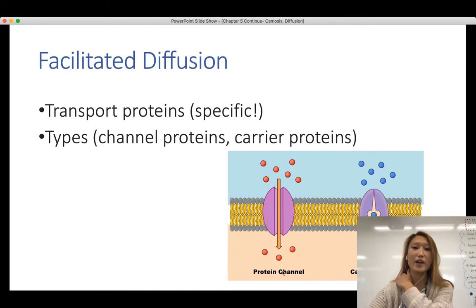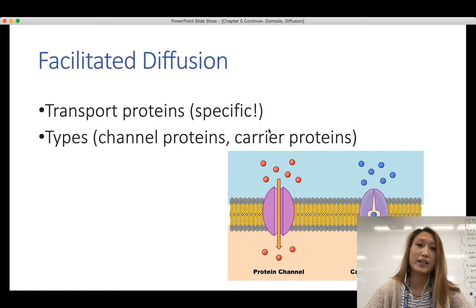So this could be a protein channel or it could be a protein carrier, but it helps get the molecules from one side of the cell membrane to the other side. It could be inside to outside, outside to inside. It doesn't really matter. As long as it's high to low concentration and no energy is needed, you can call that facilitated diffusion. It says the word specific over here because transport is based on proteins, right?